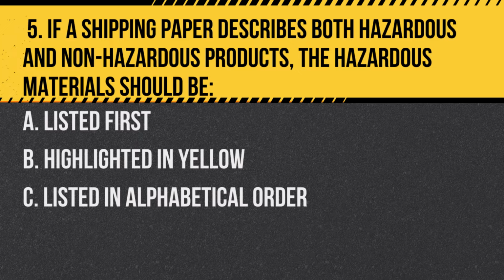Question 5. If a shipping paper describes both hazardous and non-hazardous products, the hazardous materials should be A. Listed first. B. Highlighted in yellow. C. Listed in alphabetical order. Answer: A. Listed first. This ensures easy identification during inspections.